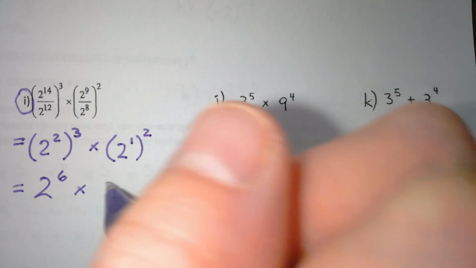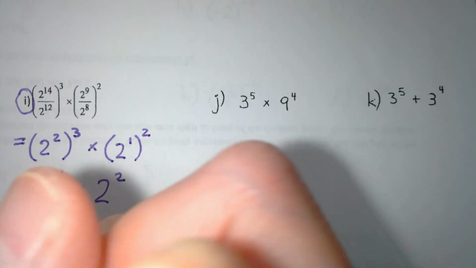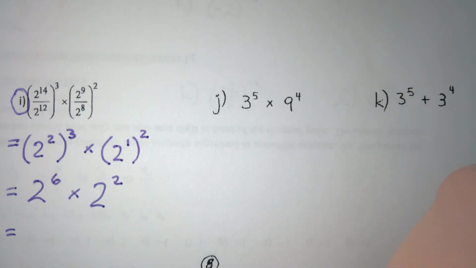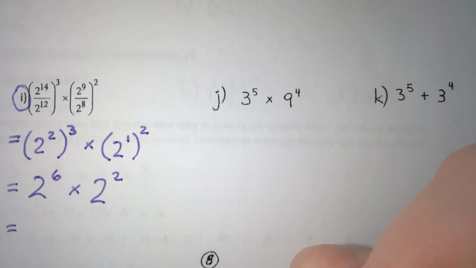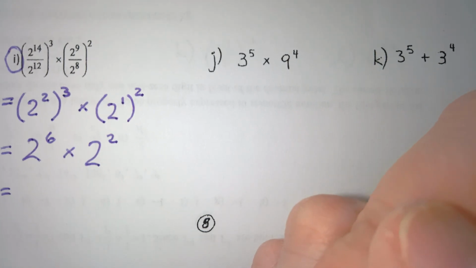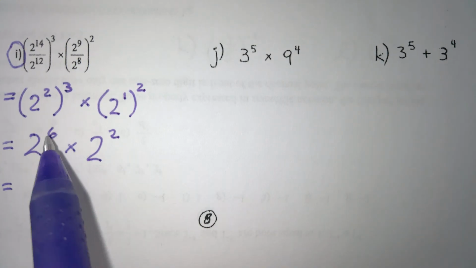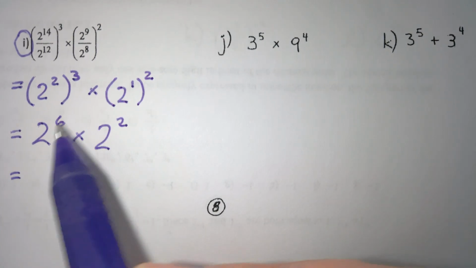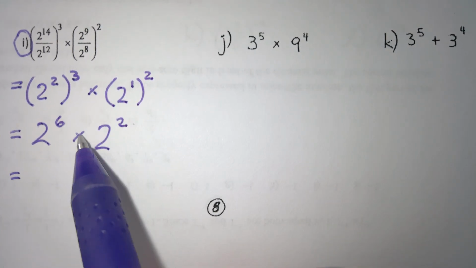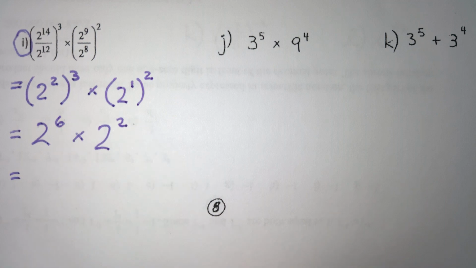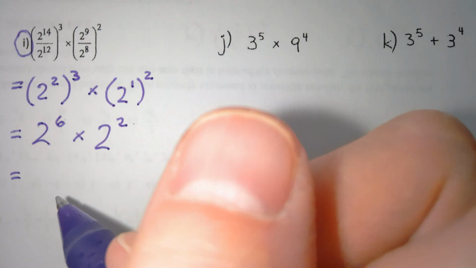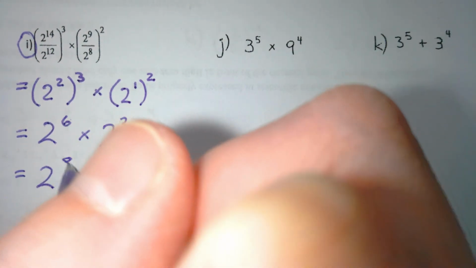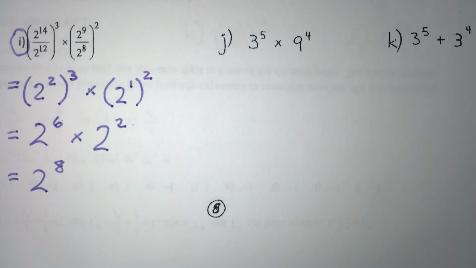And then 2 to the 2, because 1 times the 2. What's my last step? Titus? Yeah. So what's my last step right here? I'm multiplying, so should I add, subtract, or multiply? When I multiply, I want to add the exponents. So 6 plus 2 is 8. Yeah, so 2 to the 8. And again, I don't have to evaluate. I leave my answer as a single power like this.